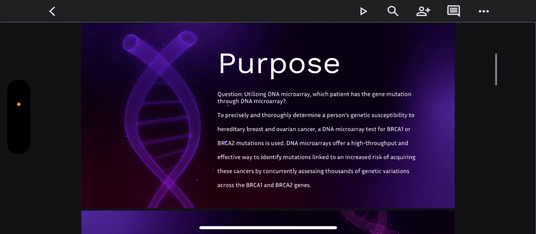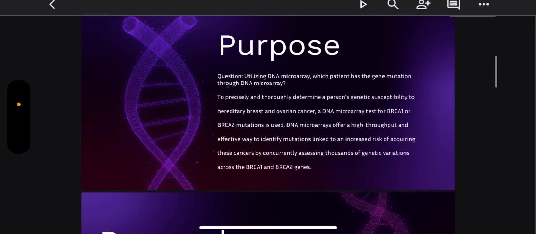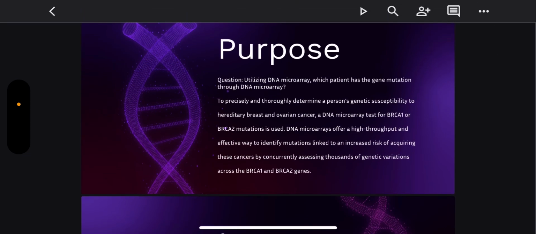The purpose of my experiment was to utilize the DNA microarray to test which gene mutation has occurred in our patient, precisely the BRCA1 and BRCA2 gene mutation. A DNA microarray test for BRCA1 and BRCA2 is used within our experiment. This is an effective way to identify mutations linked to an increased risk of acquiring these cancers by concurrently assessing thousands of genetic variations across the BRCA1 and BRCA2 genes.